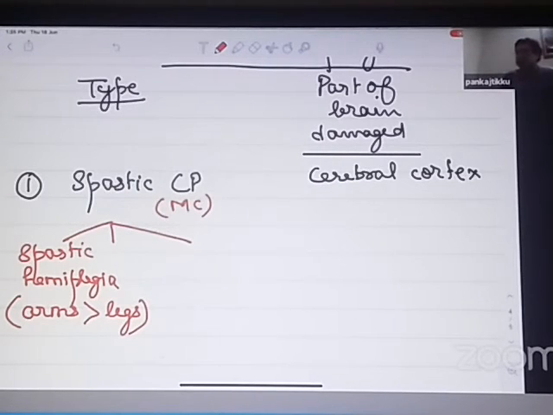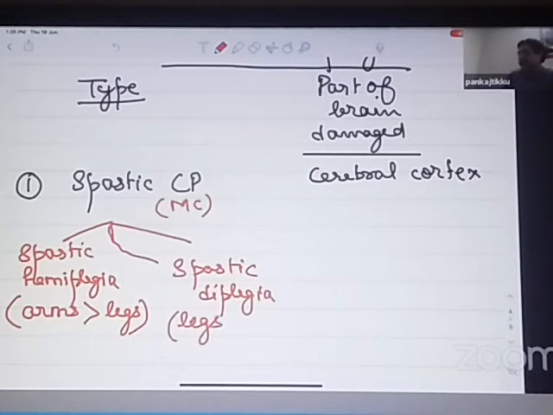The second type of spastic cerebral palsy is when the legs' tone is increased: spastic diplegia. Here the legs' tone is significantly increased. So now it is not hemiplegia, it is diplegia. The arms are relatively less affected in comparison to the legs. I'm not saying arms are normal. Arms are also affected, but the tone of the legs is significantly more in comparison to the arms. This type is known as spastic diplegia.